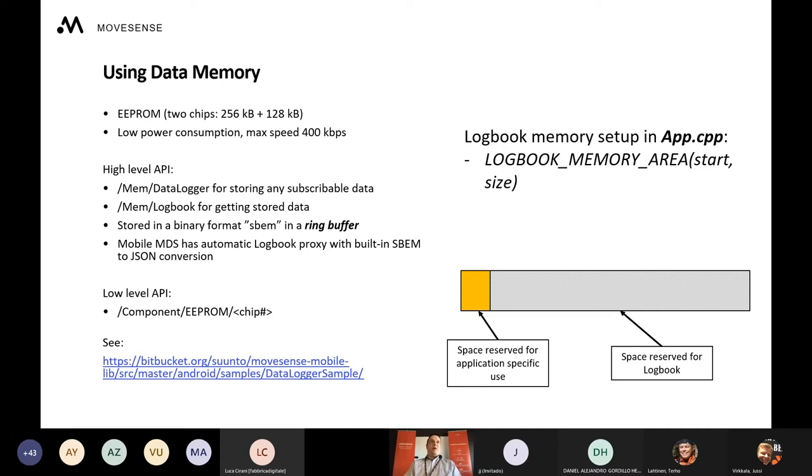We have more information about that in the Movesense docs that has more details on how it is used and so on. The best way to find out how it's used is to go to our mobile library. In the Android samples, there's the sample called data logger sample, which is also available in the download section as an installation package. So you can just install that on an Android phone and try out how the data logger works.